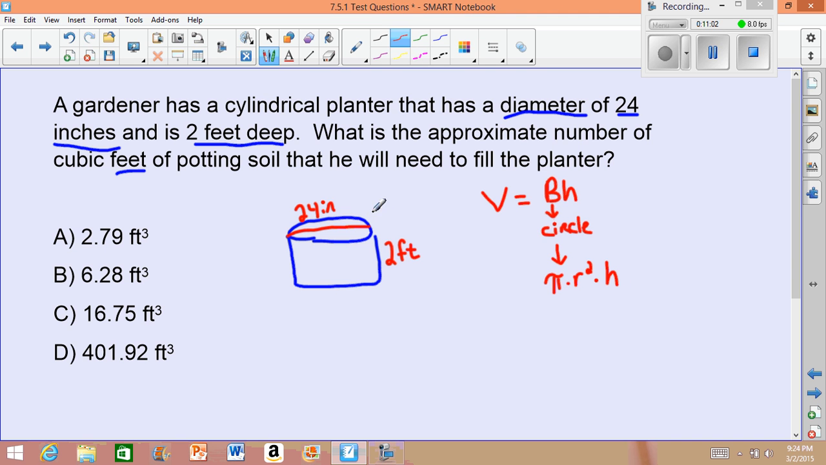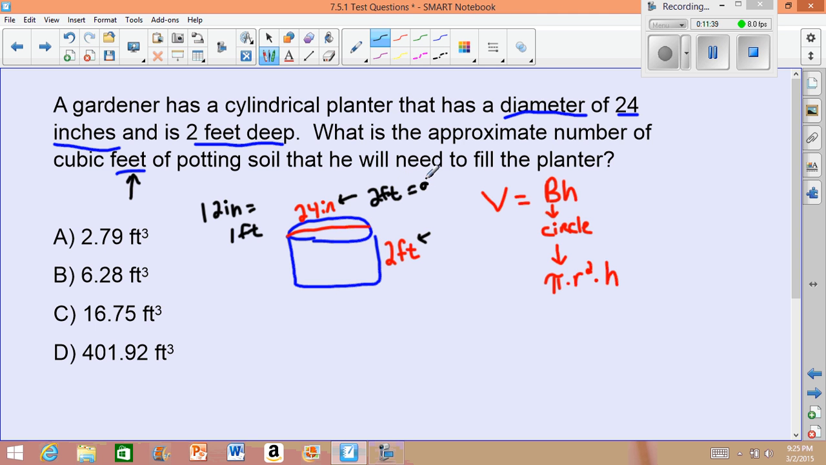So we've got to find a radius, but we've got a little bit of a problem in this problem. This measurement is in inches, and this measurement is in feet. Okay, the question asks us for cubic feet, so everything needs to be converted to feet. So there are 12 inches in 1 foot, so that means in 24 inches, there are going to be 2 feet. So that means our diameter is 2 feet.